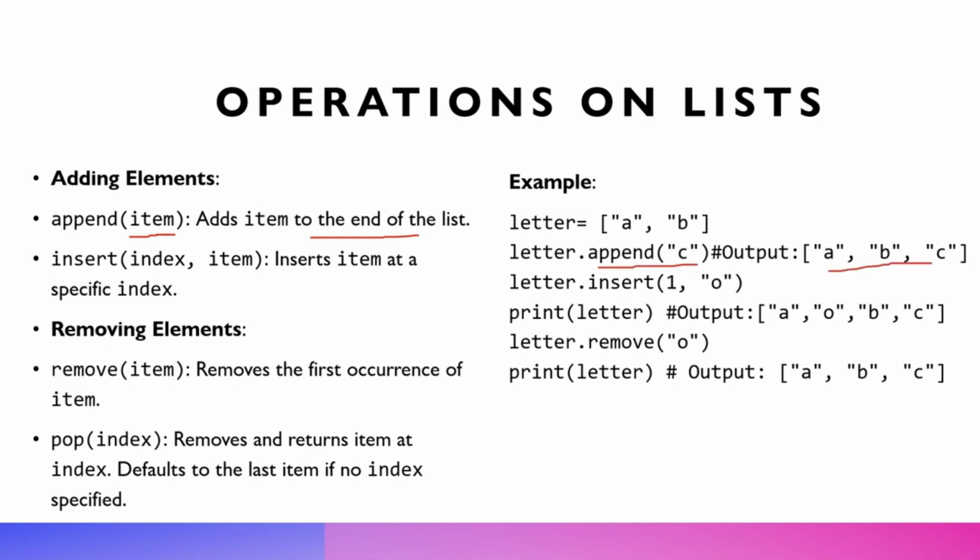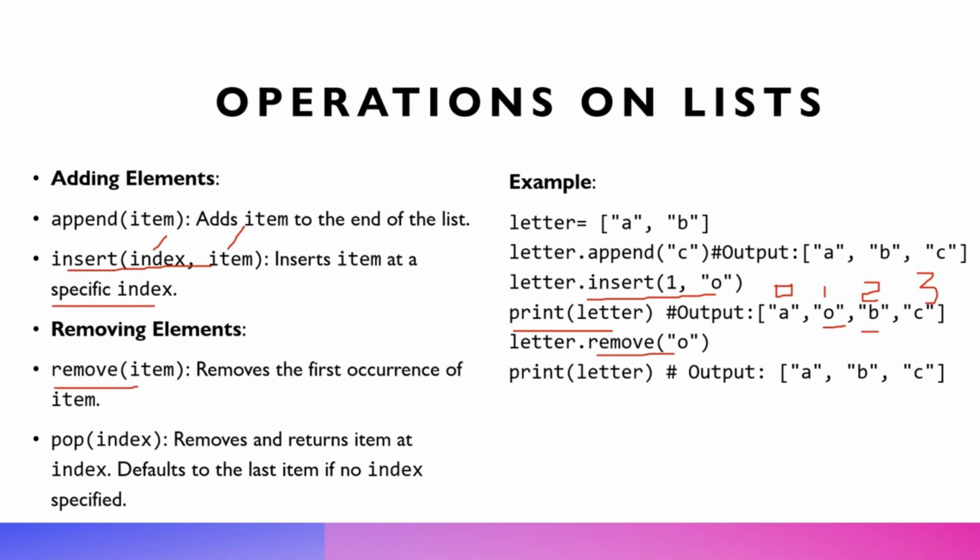To insert elements at a specified index, we use insert function, and this is its syntax: index followed by item. In the example, at index 1 we are inserting O. The indexing also starts from 0 only. So the insert method will place this O at index 1, and the element which is already at index 1 will be shifted to index 2. By printing this, you can see O is placed at index 1 and B is shifted to index 2 and so on.